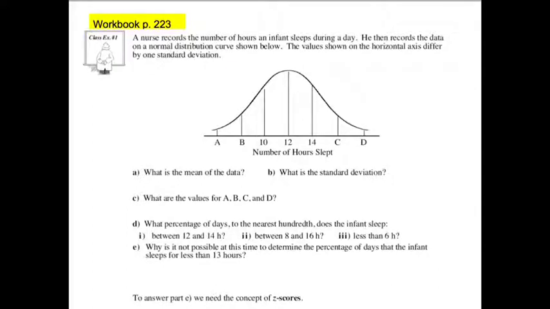So the question is, why is it not possible at this time to determine the percentage of days that the infant sleeps for less than 13 hours? Well, 13 would be between 12 and 14, and we want to know this percentage right here. Big problem: that will not involve 1 standard deviation. You're going to actually have to find the z-score in order to do that. We don't know the area underneath the curve for increments that are less than 1 standard deviation, and that's the problem, but we can fix that by learning about z-scores.